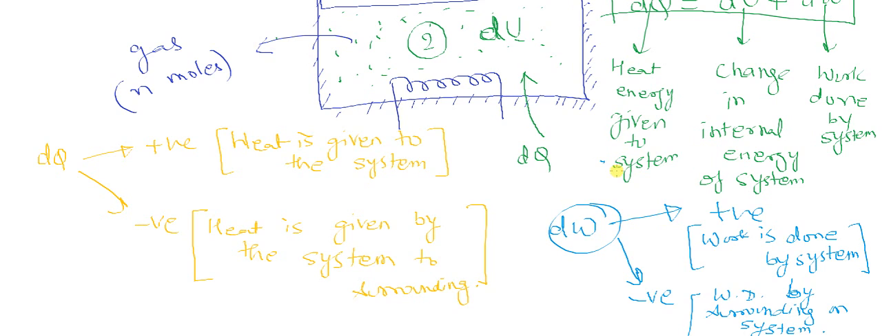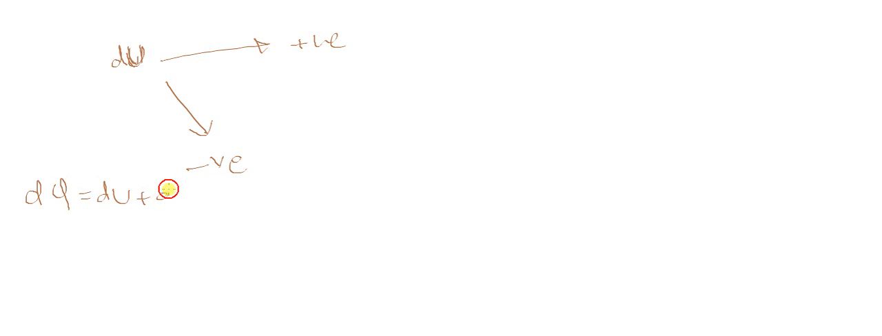After this, what can be the other cases? There's one more thing, du. And du can again be two things, either positive or negative. If it is positive, what is this d? Why am I writing d everywhere? Why is dq equal to du plus dw?